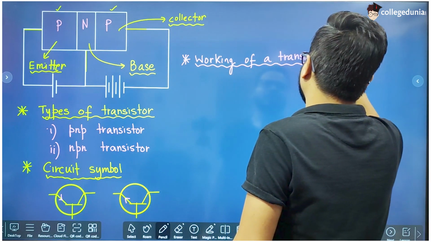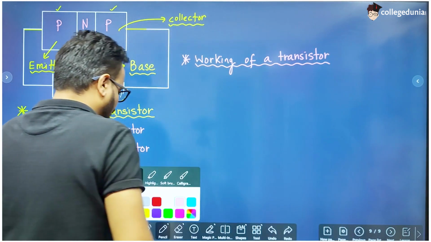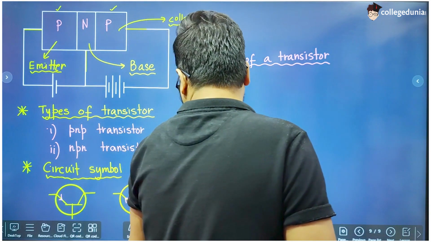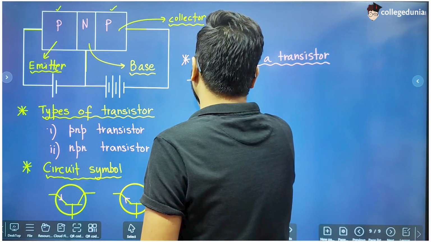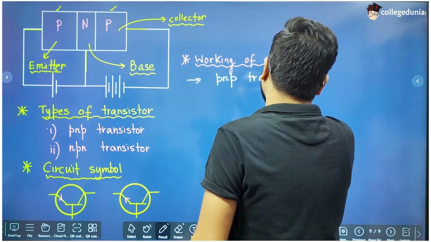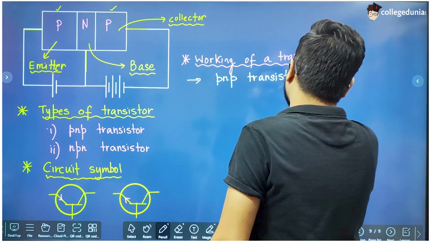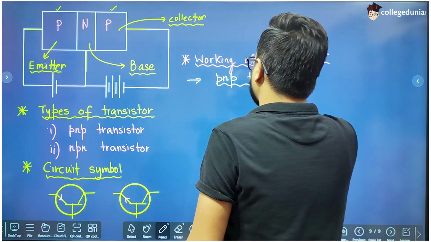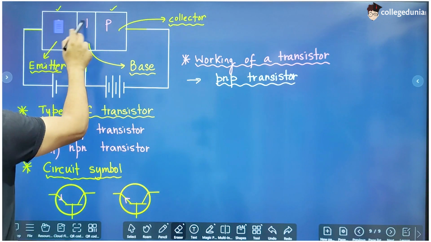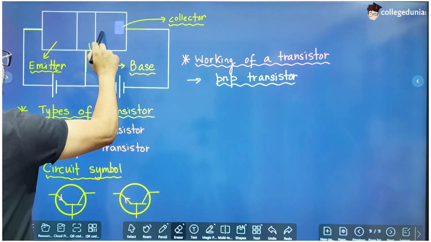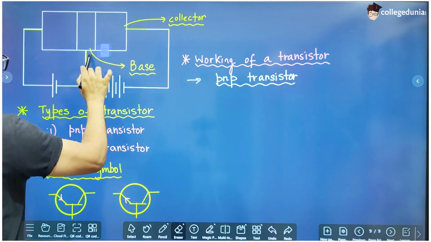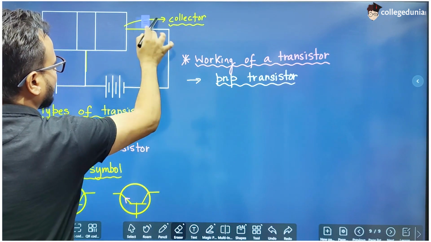Working of a transistor. I am discussing the working of a PNP transistor, and based on that you can understand the working of NPN also. So let's discuss the working of the PNP transistor. We know that this is the emitter, this is the base, and that is the collector. Okay, now let's erase this so I can explain the working.